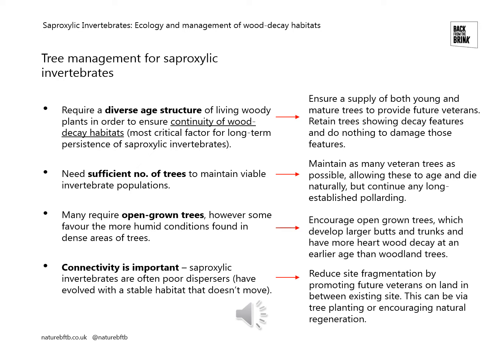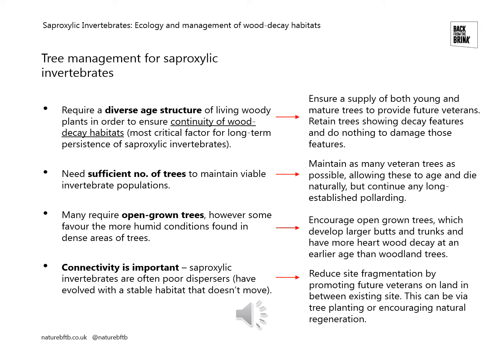We need to ensure that we have a supply of both young and mature trees to provide future veterans. We need to retain trees that are showing some of those decay features that I mentioned previously, and obviously conserve these and do nothing to damage them. We need to maintain as many of these veteran trees as possible and allow them to age and die naturally.